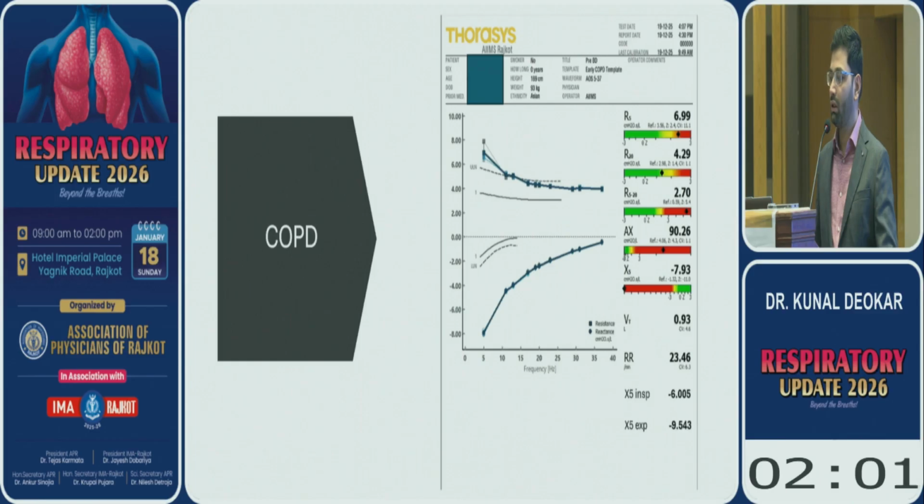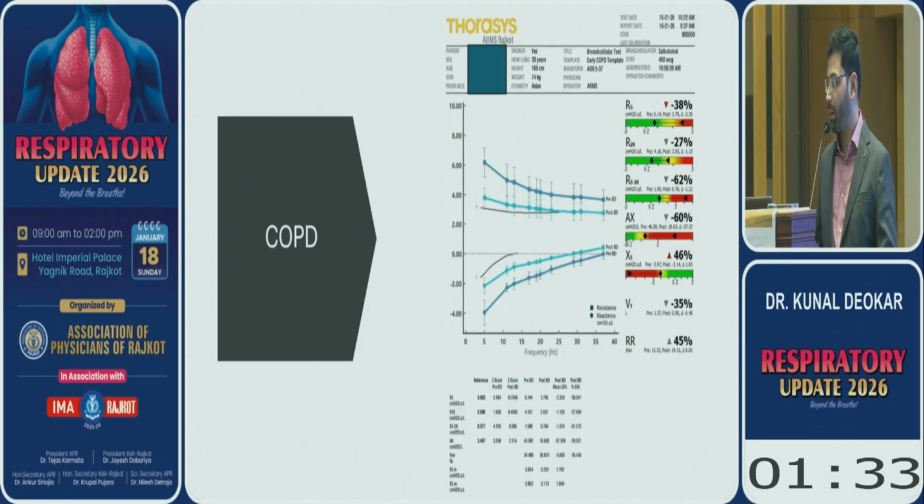So this is a case of obstructive airway disease, and since AX is so markedly increased, probably it is a case of COPD emphysema. And now these are in development parameters, very new parameters. X5 inspiratory -6, X5 expiratory -9. So expiratory is more than inspiratory. That confirms that this is an obstructive airway disease. Had it been a restrictive lung disease, this would have been reversed: X5 inspiratory more than X5 expiratory.